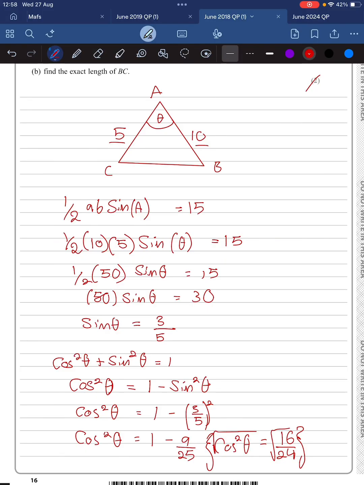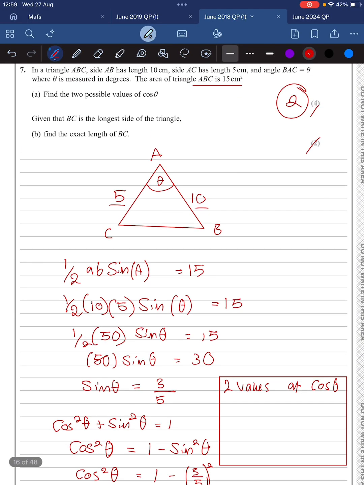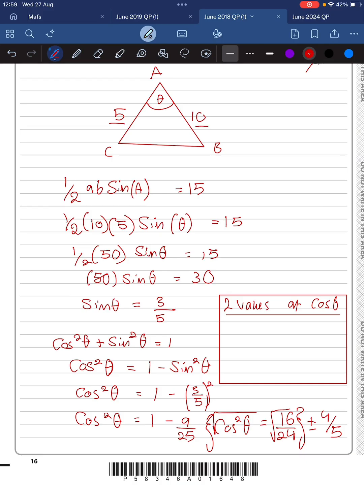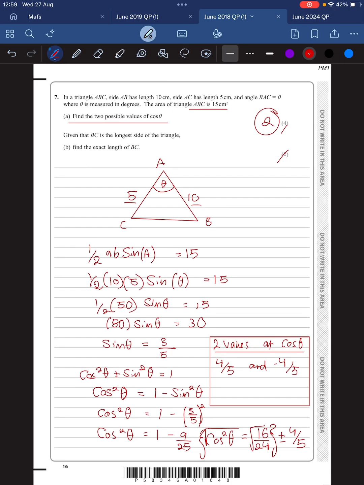But keep in mind, it's asking for two values. Now, if we square root something, it could be a positive or a minus, plus or minus, right? So this is plus or minus 4 over 5. So the two values of cosine, if I just put it in the box. Two values of cos theta, because it's asking for the two possible values of cosine theta, is equal to, well, we don't have to put the plus, 4 over 5 and minus 4 over 5. So that's the two values for cosine theta.